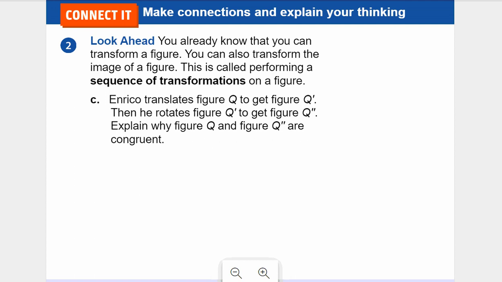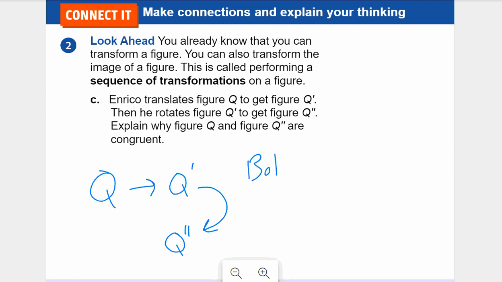And finally, 2C. Enrico translates Q to figure Q prime. Q goes to Q prime. Then he rotates Q prime to get Q double prime. Explain why figure Q and Q double prime are congruent. Well, like we said before, both transformations are rigid. And rigid transformations don't change size or shape. It makes sense that if you do one transformation that's rigid, it maintains the size and shape. Another one would still do the same thing. So both are rigid.